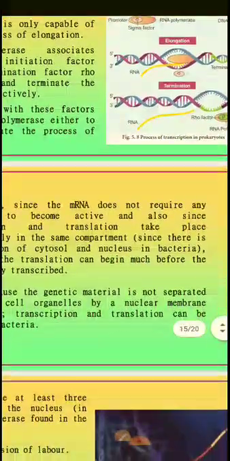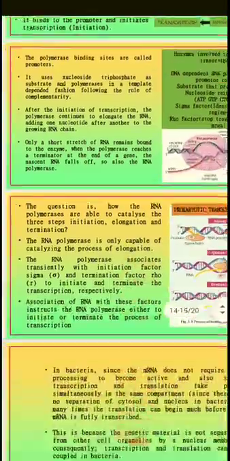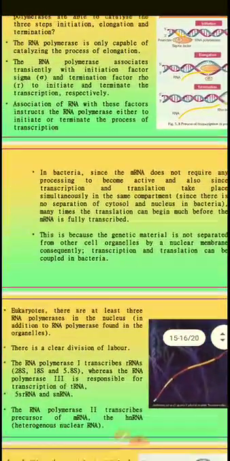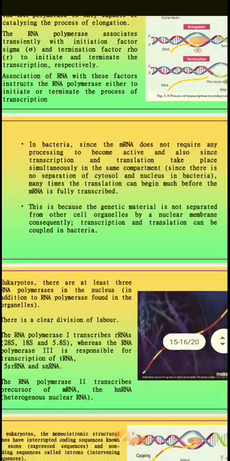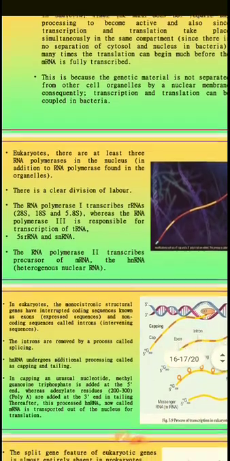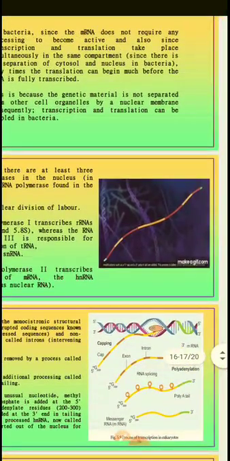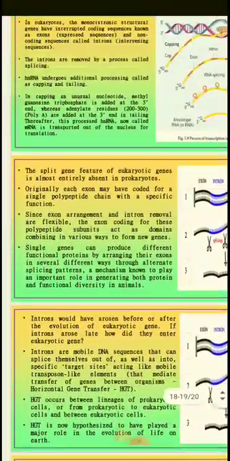take it out. So in bacteria, mRNA does not require any processing to become active. So it will be released into the cytosol. This is because the genetic material is not separated from other cell organelles by a nuclear membrane. In eukaryotes there are at least three RNA polymerases. How many? Three RNA polymerases there.